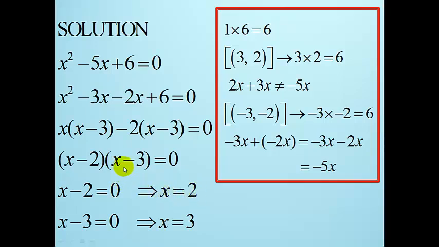That means that the value of x is equal to 2. Also, when we equate x minus 3 to 0, solving for x, minus 3 on the left hand side becomes plus 3 on the right hand side. And this implies that x is equal to 3. Hence the values of x for which the quadratic equation x squared minus 5x plus 6 equals 0 are x equals 2 and x equals 3.